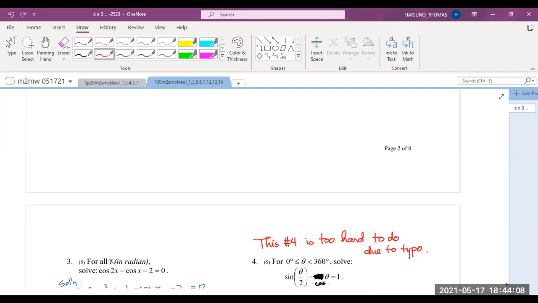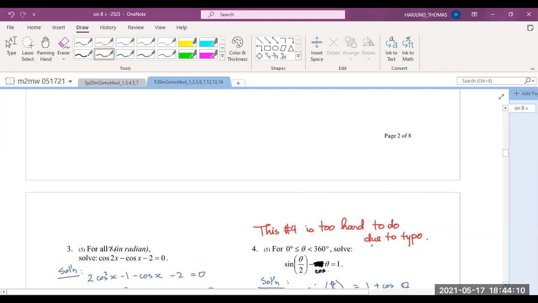Now the one you need to be prepared for is this: you try cosine theta over 2 minus cosine theta equals 1 instead. You try that one. Let's see if that's doable. I believe that should be doable for cosine and cosine, right? That should be doable. Try that instead.